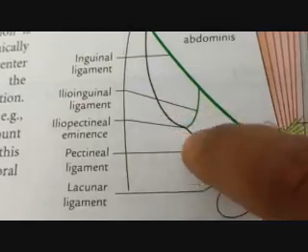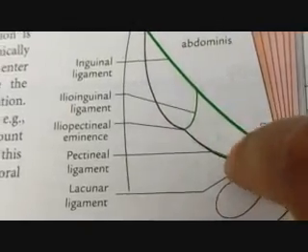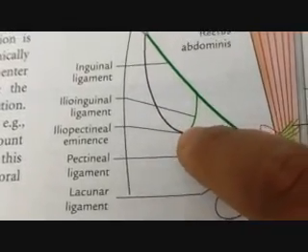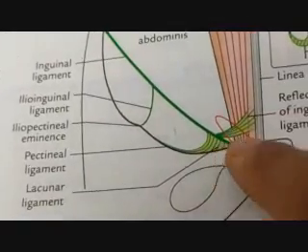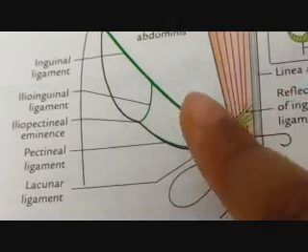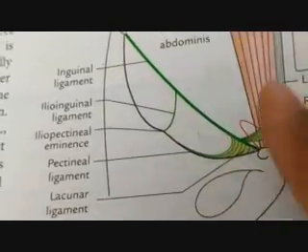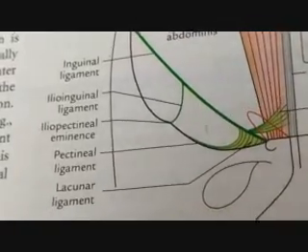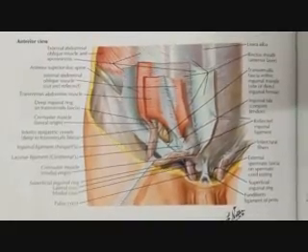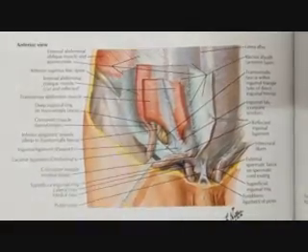Then we have the ilioinguinal ligament, which connects the inferior surface of the inguinal ligament and the iliopubic eminence. Then we have the reflected part of the inguinal ligament, which converges onto the linea alba, and it starts from the medial aspect of the inguinal ligament. So in this diagram, this is just an overview of the inguinal region.